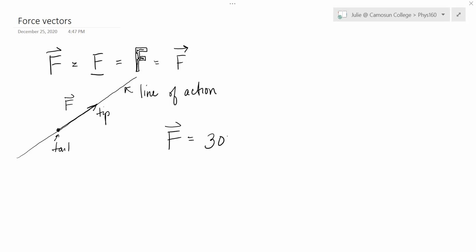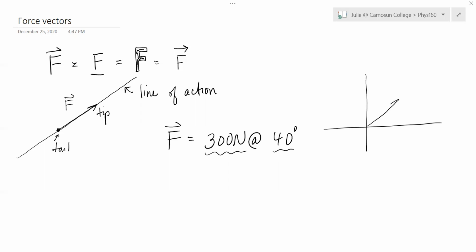Now, the way we mathematically determine angles is if we have a force that's written like this, 300 newtons, that's the magnitude, that's the length of the force vector. 40 degrees is the angle. The convention is that you start on the x-axis and you rotate counterclockwise through the angle that indicates its direction.